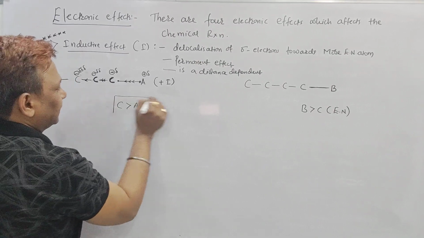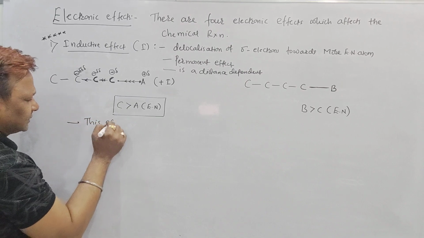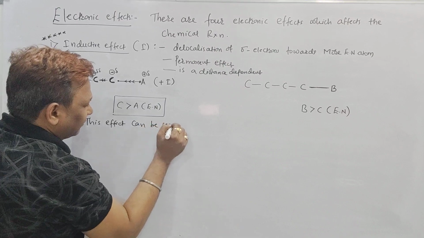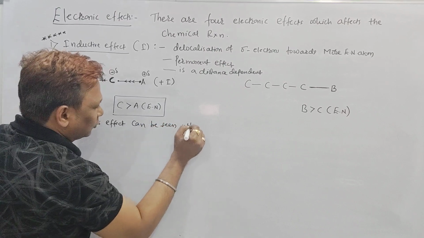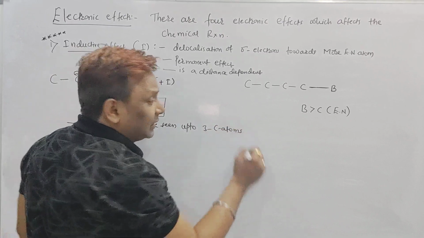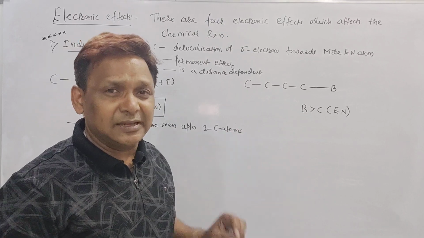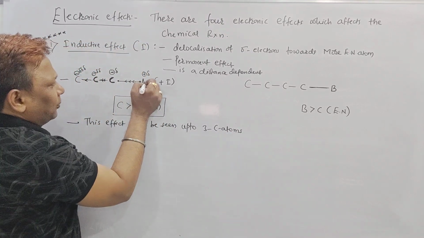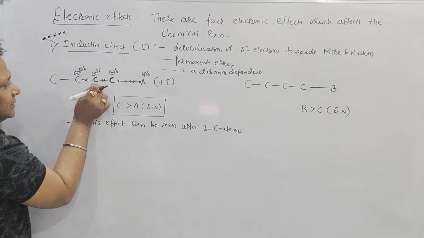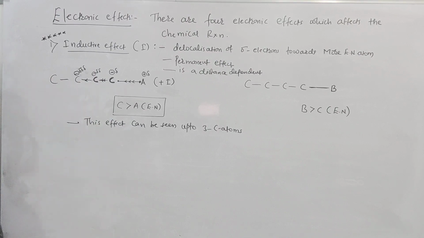Means again we can say, what is that, sir? This effect can be seen up to 3 carbon atoms. After 3 carbon atoms, that effect will diminish or disappear because it is distance dependent. As this group is very near to the carbon, this effect will be more in this carbon and less in the second carbon, very less in the third carbon, and at the fourth carbon that effect becomes 0.